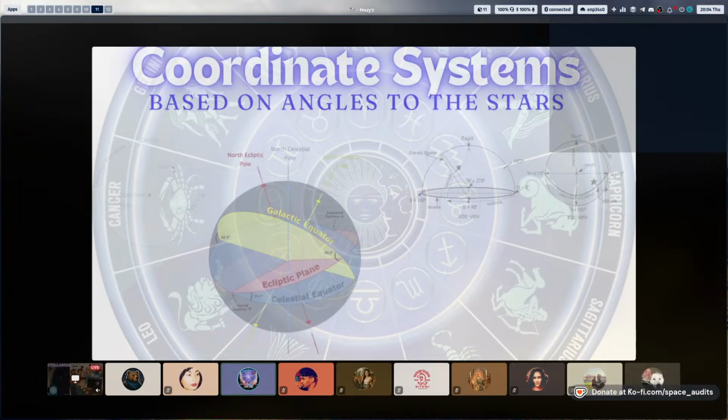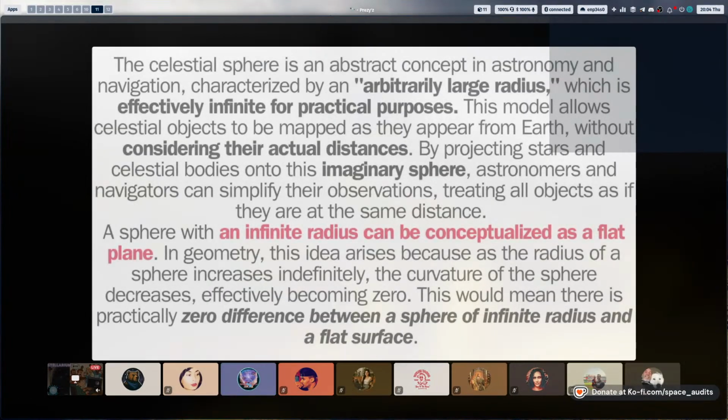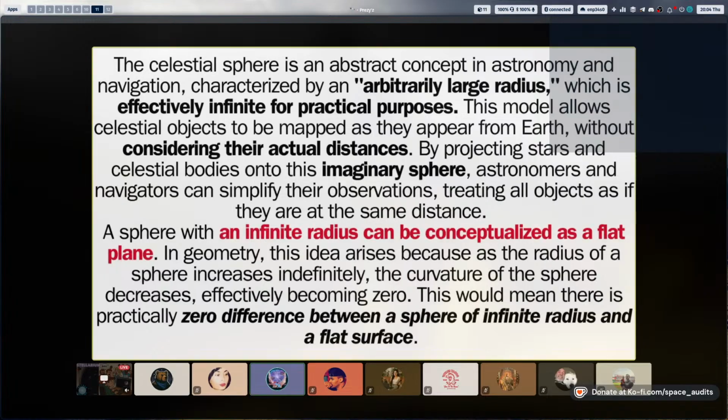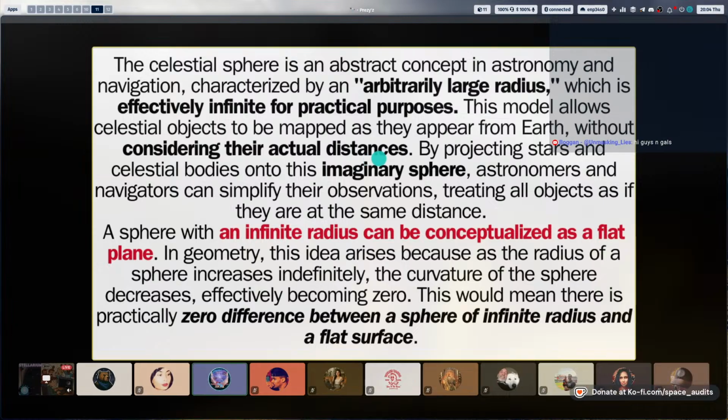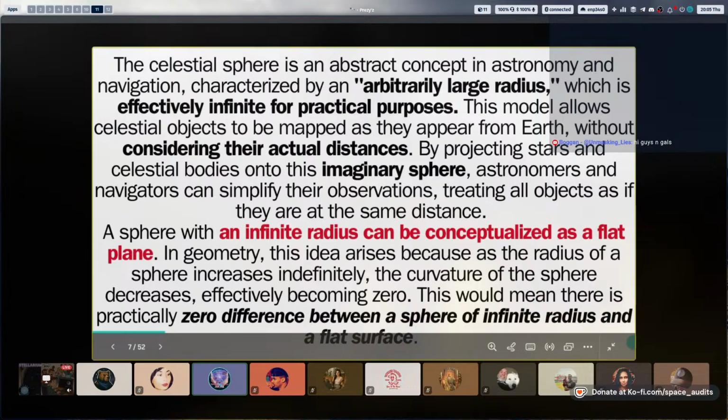If we look at what we define the celestial sphere as, there we go. Let me see this. There we go. So if we look at how we define the celestial sphere, it's actually an arbitrarily large radius, which is practically infinite. And so it's a practically infinite radius sphere, which allows things to be mapped as they appear from Earth. So it's geocentric without considering actual distances because we have an arbitrarily infinitely large radius. And an infinitely large radius, geometrically, can be equated to a flat plane. Something that curves indefinitely would be flat. There's zero difference, geometrically speaking, between a sphere of infinite radius and a flat surface.